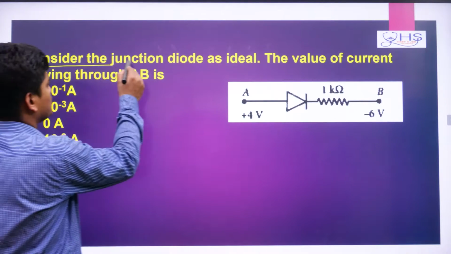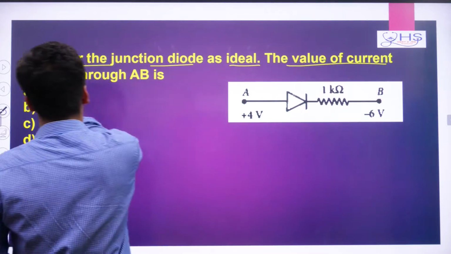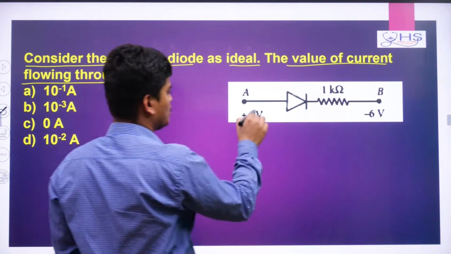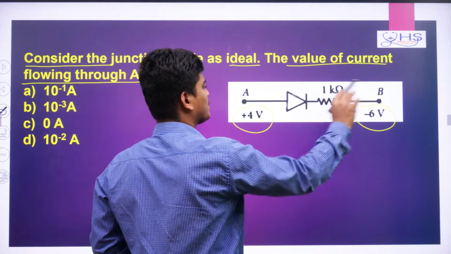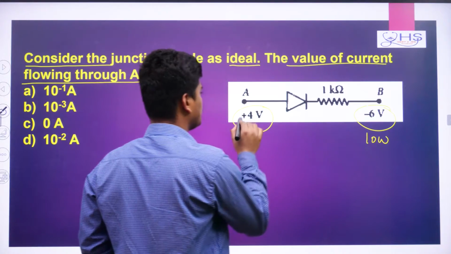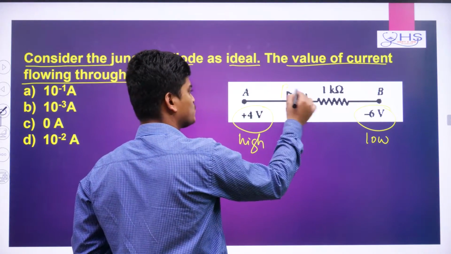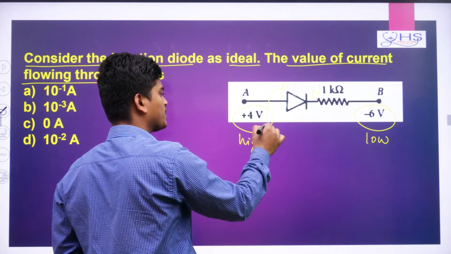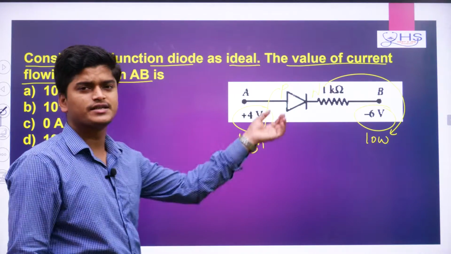So consider the junction diode as ideal. The value of the current flowing through AB is how much? Now here it is 4 volt. Here it is minus 6 volt. Now they are asking what current is flowing. So negative potential means low potential, here positive potential means high potential. So P side is this one, N side is this one. That means P is connected to high, N is connected to low. So definitely this diode is in forward bias.